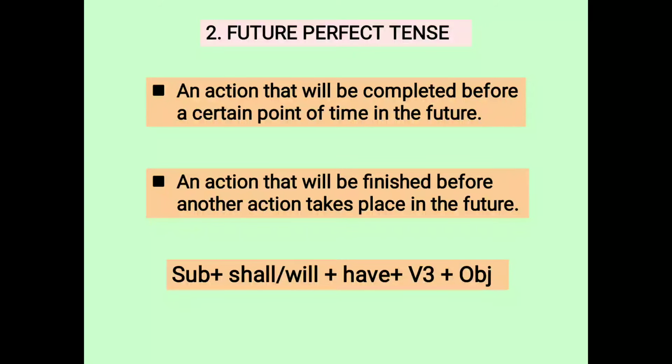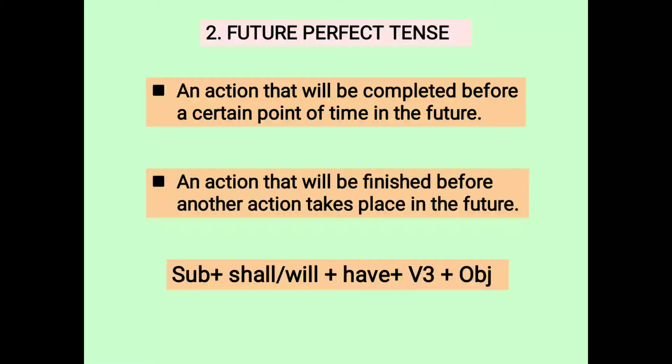There are again basically two uses of future perfect tense. The first one is that it is used to describe an action that will be completed before a certain point of time in the future. It has not been completed, but it will be completed in the future at a certain, that means a fixed, point of time in the future.